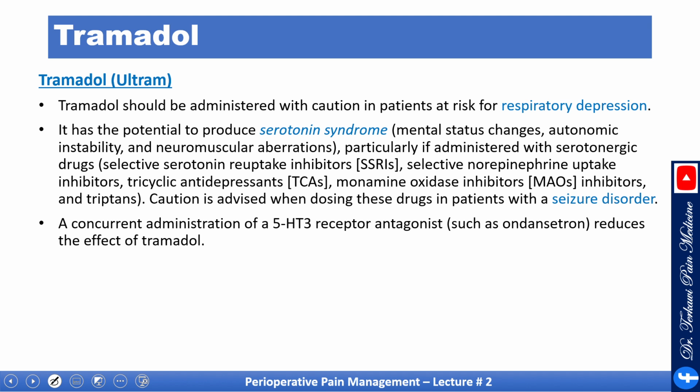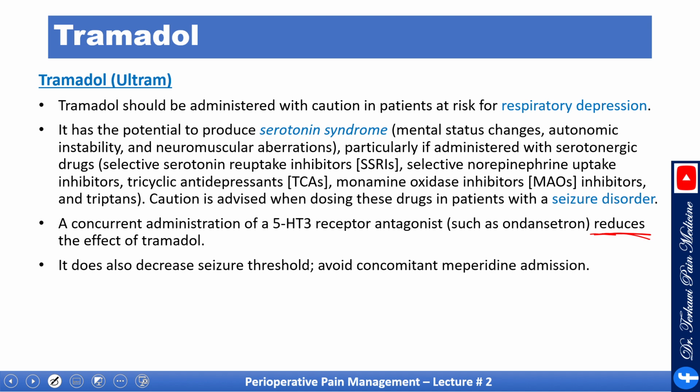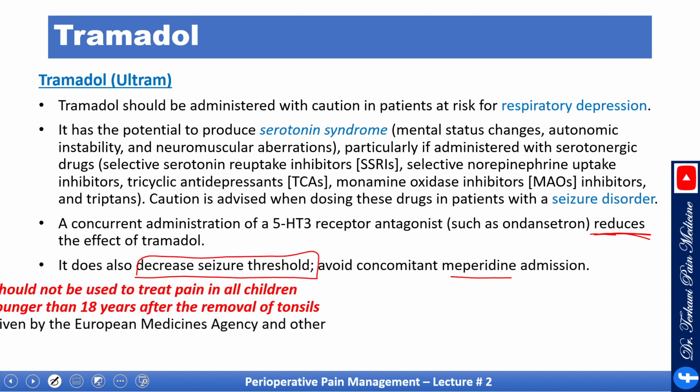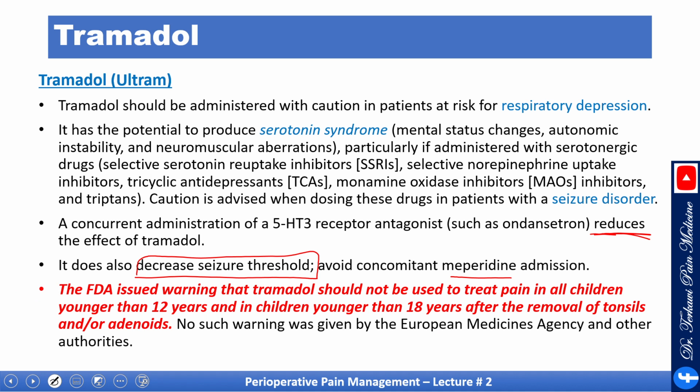Concurrent administration of a serotonin receptor antagonist like ondansetron reduces the effect of tramadol. It also decreases the seizure threshold, so avoid concomitant administration of meperidine with tramadol because they both decrease the seizure threshold. The FDA issued a warning that tramadol should not be used to treat pain in children younger than 12 years old, or in children younger than 18 years old after adenotonsillectomy.